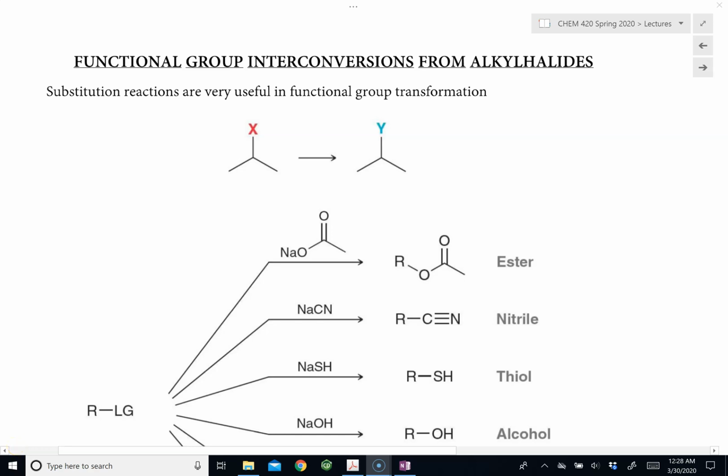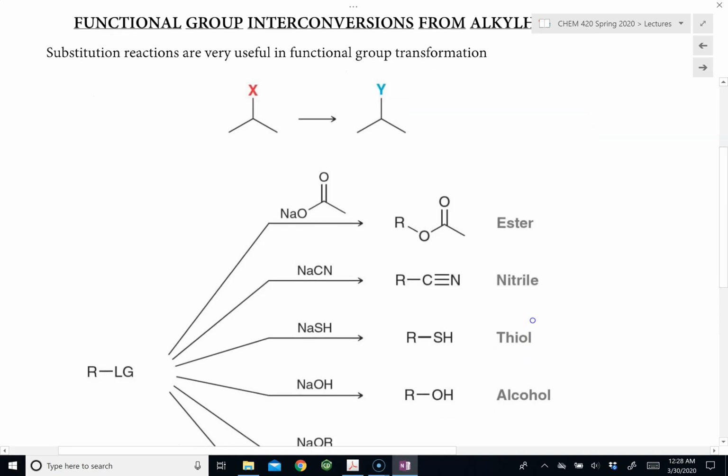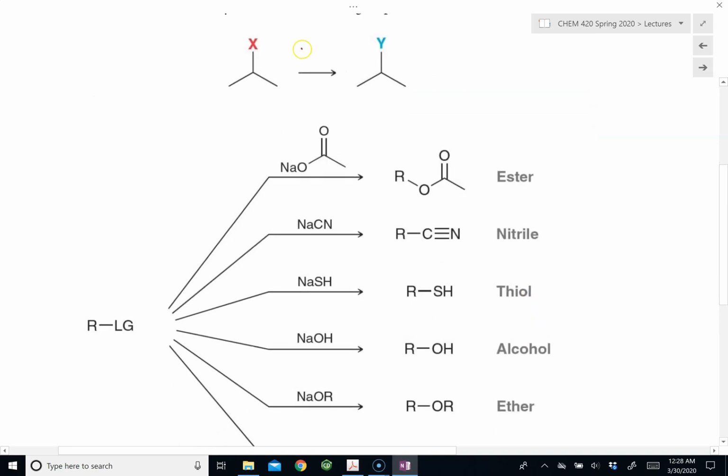In this video, we will learn how to perform functional group interconversion from alkyl halides. Alkyl halides are wonderful substrates for substitution reactions, which then allow us to convert an alkyl halide into other functional groups. For example, if we have an alkyl halide, by choosing the proper nucleophile, we can perform a substitution reaction to convert this into another functional group of our interest.